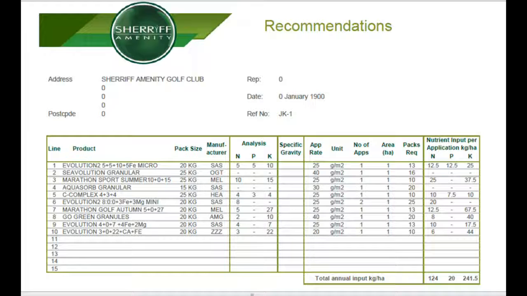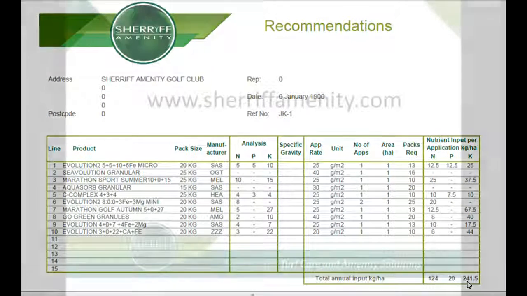As you will see at the bottom of the table, if you were then to add all the NPK figures for each product, this will give you your annual total. Do note the figures are for nutrient input per application. So Evolution 800, which is applied twice, will need to be added twice to give you your final figure, which in this case is 124 kilograms per hectare of nitrogen, 20 kilograms per hectare of phosphorus, and 241.5 kilograms per hectare of potassium.